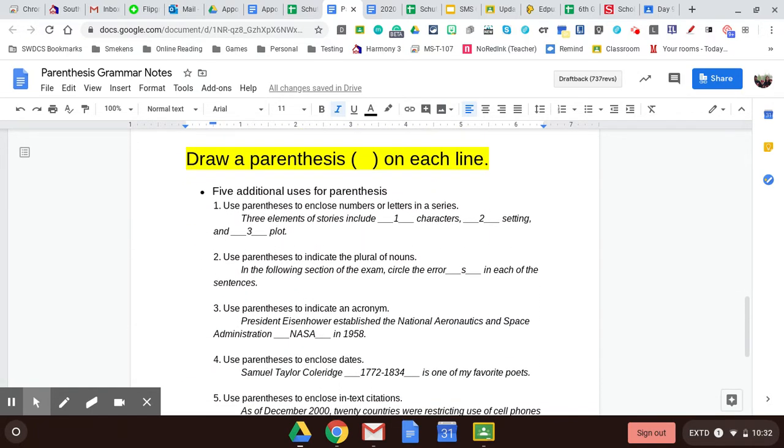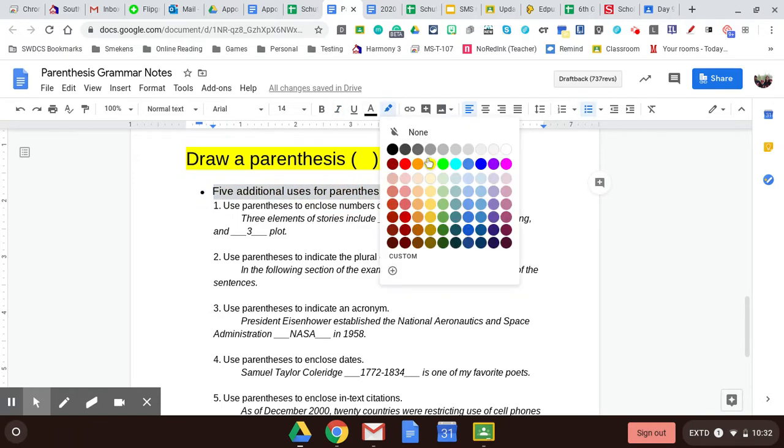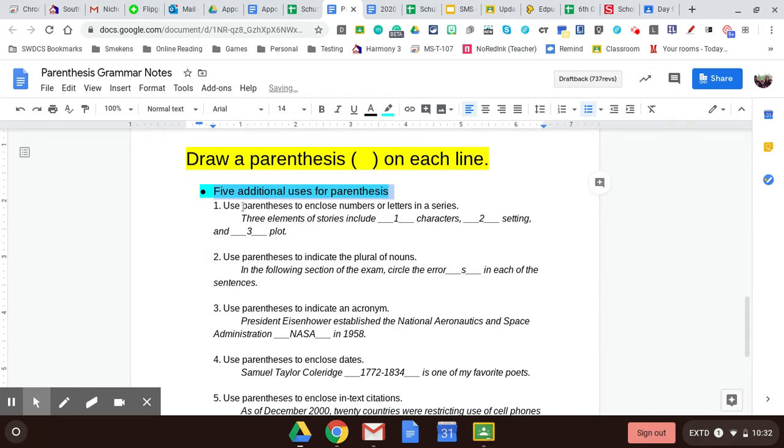Okay, here's some other times. These are more common additional uses for parentheses, but I think they're what you guys probably see more often than not, okay? You can use parentheses to enclose numbers or letters in a series. 3 elements of stories include 1, characters, 2, setting, and 3, plot. Where would be the parentheses for this sentence to be correct? Number 2, use parentheses to indicate the plural of nouns. In the following section of the exam, circle the errors in each of the sentences. Which part would be in parentheses?